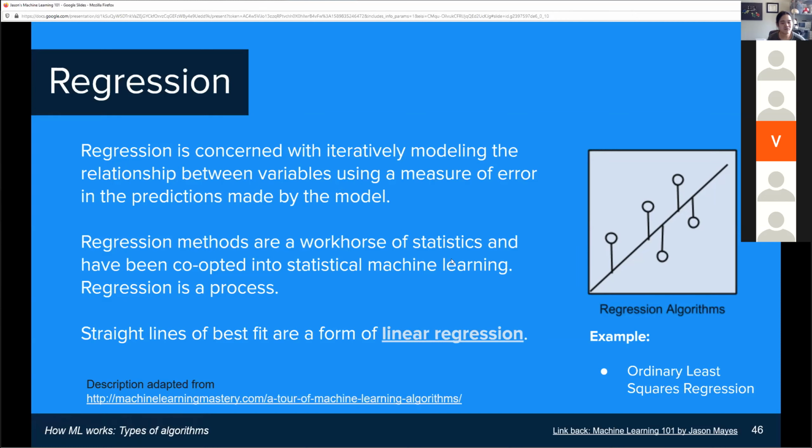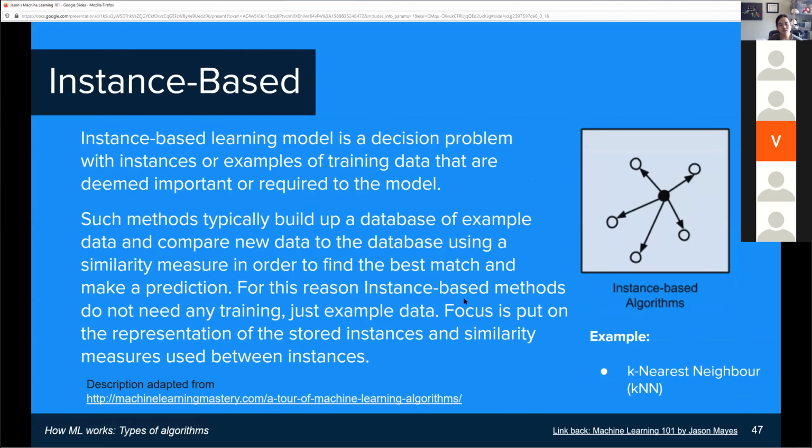Regression methods are a workhorse. Straight line best fits are a form of linear regression. Instance based, K nearest neighbor. I use K nearest neighbor a lot because it's cheap. It doesn't scale well for a large amount of data though. Now, when we talk about KNN, again, when I said KNN earlier, it's like, look at my 5 closest neighbors or my 2 closest neighbors.